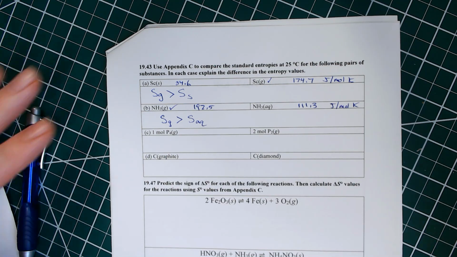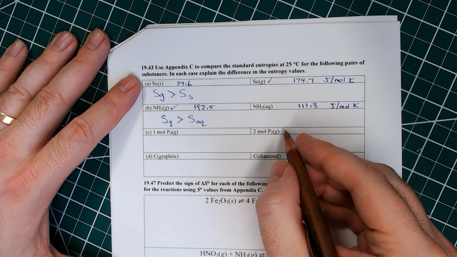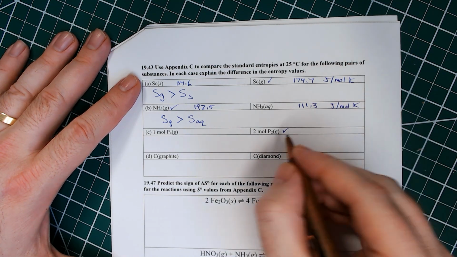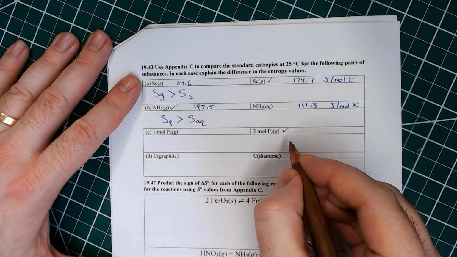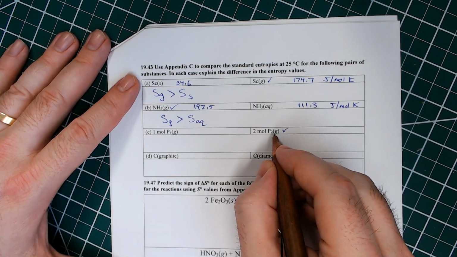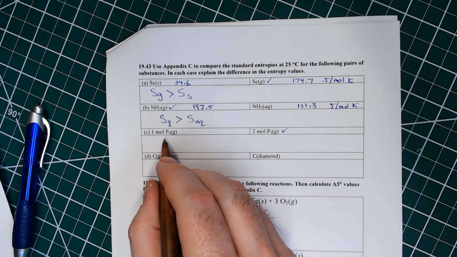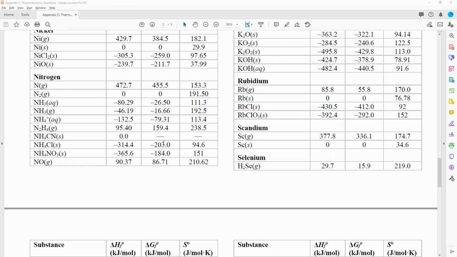So next we've got 1 mole P4 gas and 2 moles of P2 gas. We're going to predict the 2 moles of P2 gas because it has more molecules. This one's more complex, but this one has more molecules. So to do this, we're going to have to do a little bit of extra math. Rather than just looking up the quantities, we'll have to do just a tiny bit of extra math.